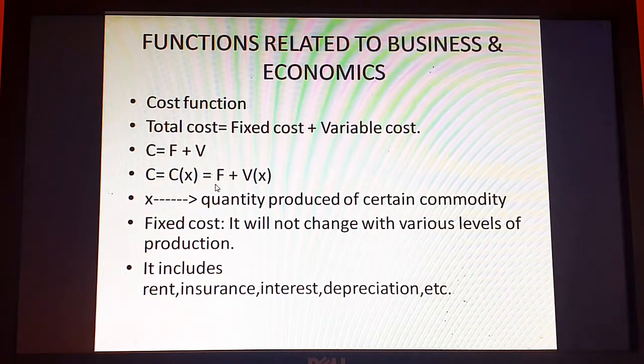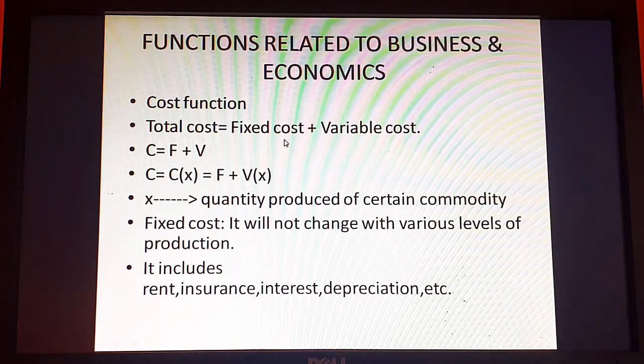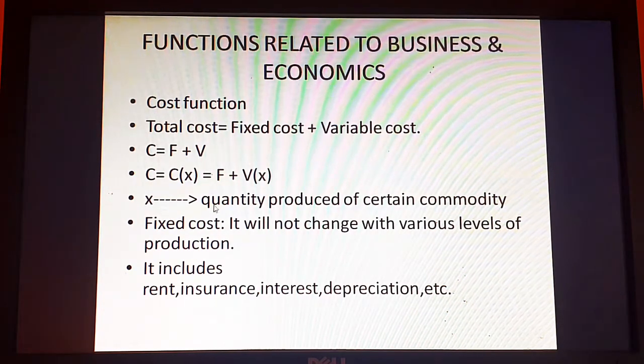C of x is equal to F plus V of x, where F stands for the fixed cost, V stands for the variable cost. And what is x actually? It is the quantity produced of a certain commodity. x represents the quantity produced of a certain product. As I told you, the total cost is broken into two parts: one is a fixed cost and the other is the variable cost.